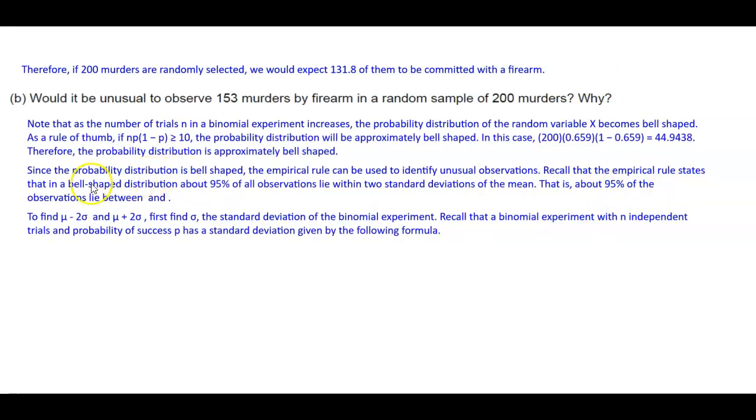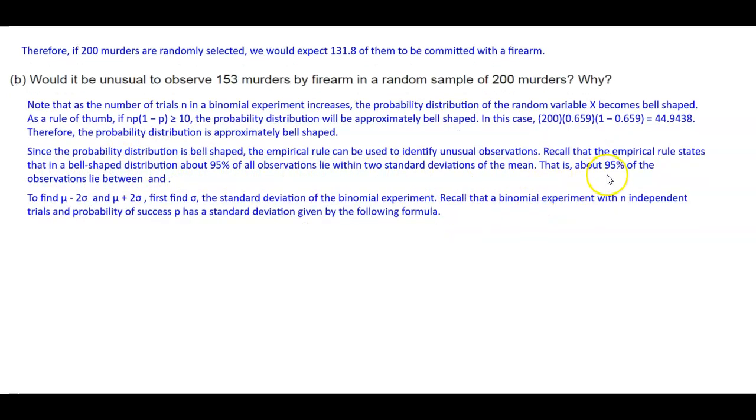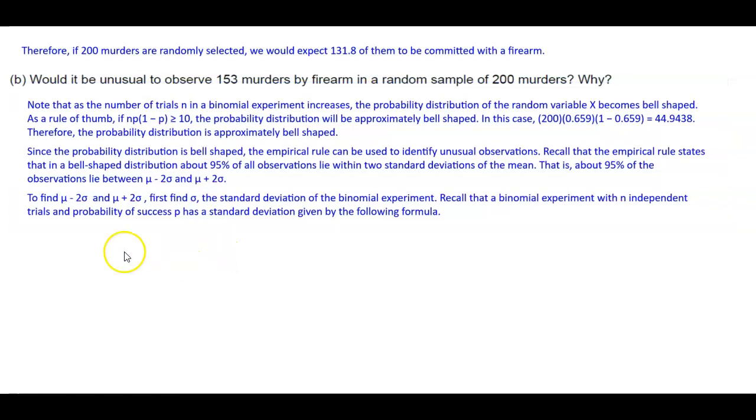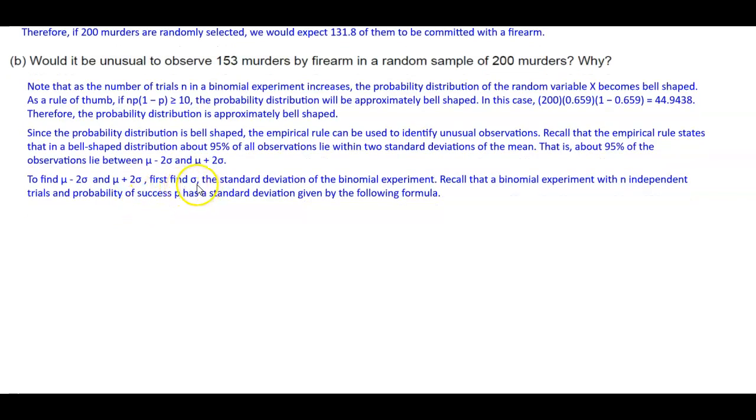Recall that the empirical rule states that in a bell-shaped distribution, about 95% of all observations lie within 2 standard deviations of the mean. That is, about 95% of the observations lie between mu minus 2 times the standard deviation and mu plus 2 times the standard deviation. To find these, we need to first find the standard deviation of the binomial experiment.